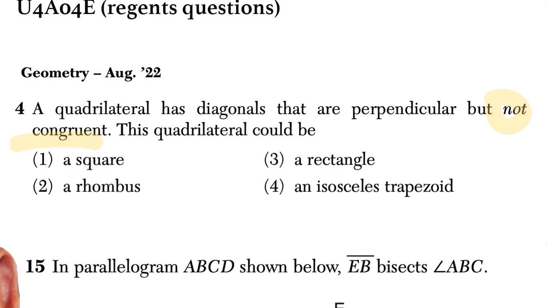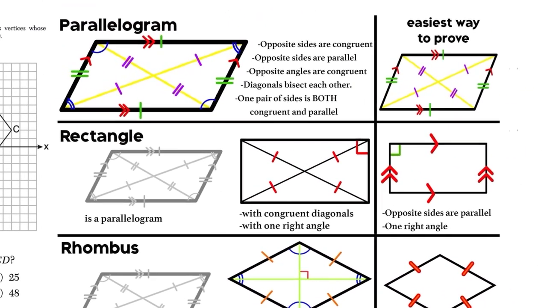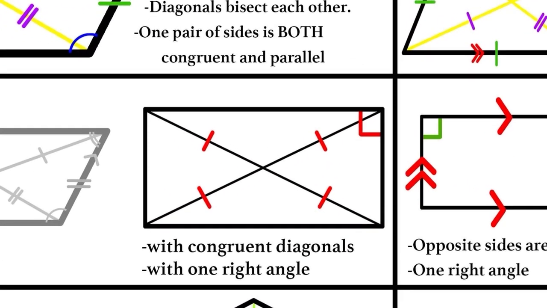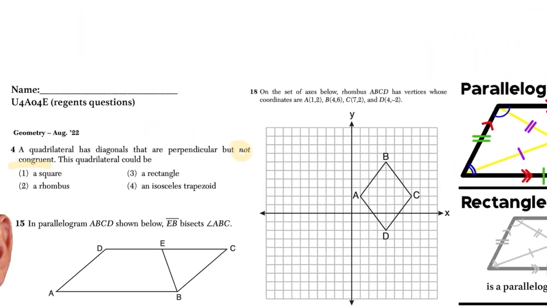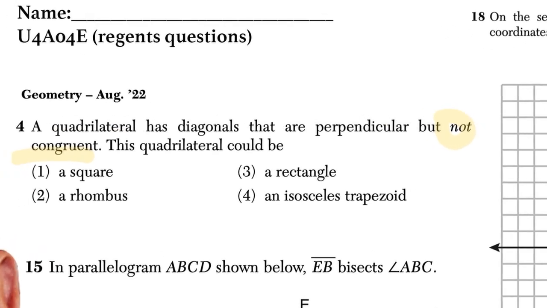But if you're a little bit hazy on the various properties of these quadrilaterals, specifically square, rhombus, and rectangle, I would urge you to draw your attention to this document that Mr. Chan and I created together. Here we've got the various properties of a parallelogram. A rectangle is, of course, a parallelogram, but it has congruent diagonals, with one right angle. And again, we're looking for a quadrilateral where the diagonals are not congruent.